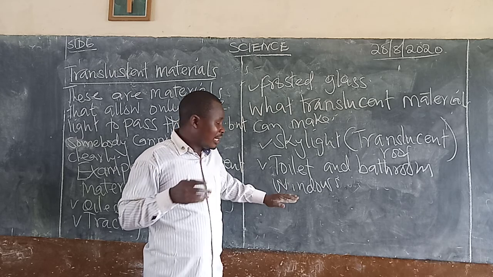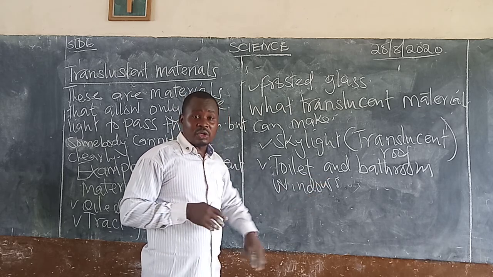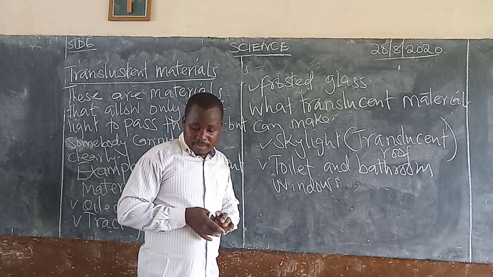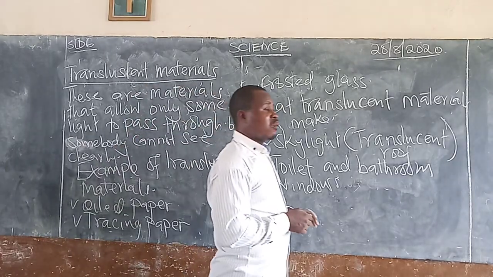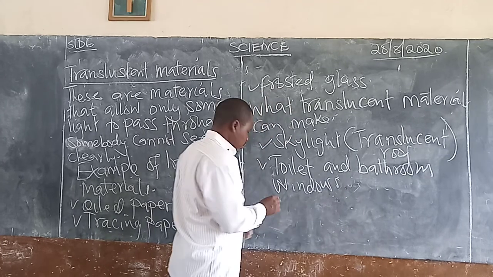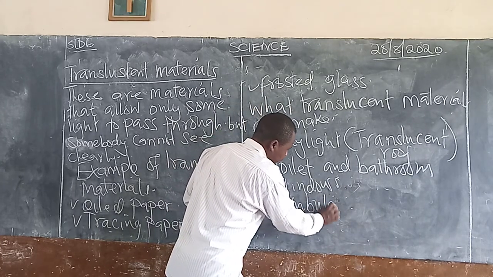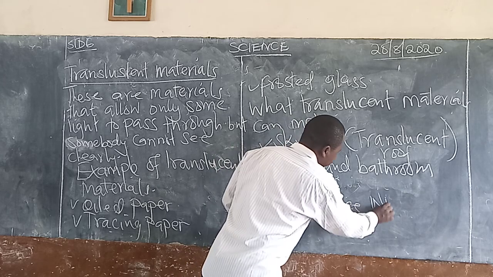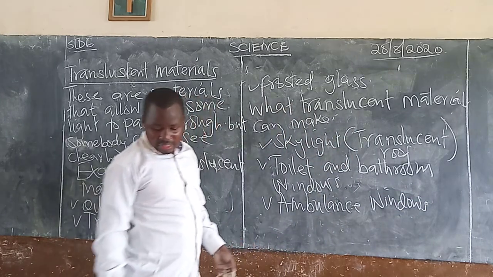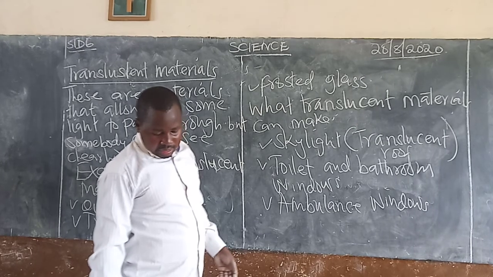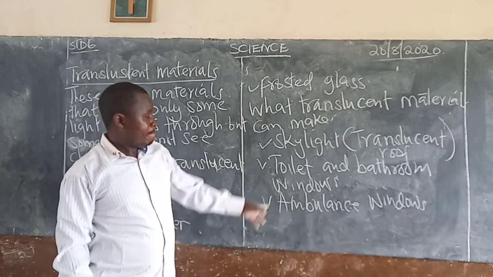So that one tells us that toilet and bathroom windows, I think you have them, and if you have them, you can also check on this. So that is also one of them. Then we have also the ambulance windows. Ambulance windows are also in that.